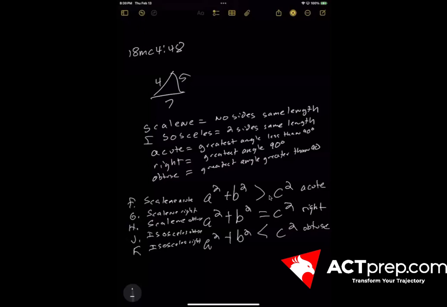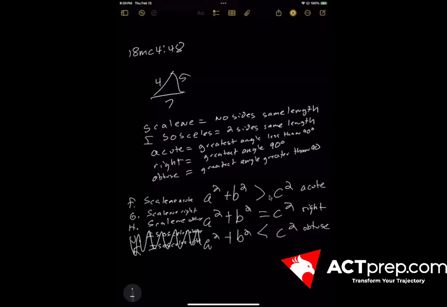With these definitions in mind, we can easily eliminate J and K because neither of the angles are the same. So these are not isosceles. This is not an isosceles triangle. So now we just need to determine if it's acute, right, or obtuse.